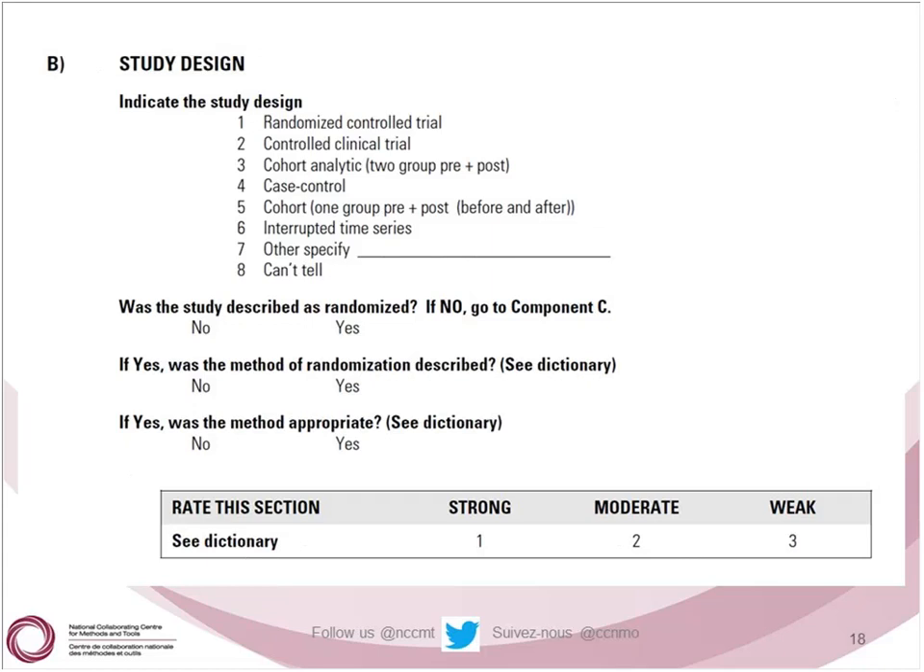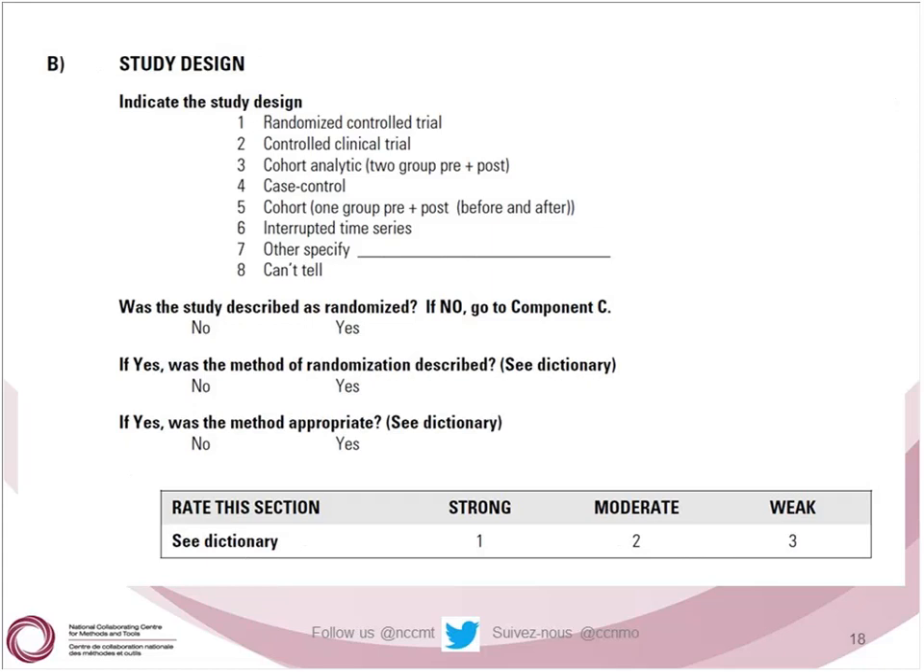Moving on to study design. So here we have a series of questions that we're asked to consider. The first one is indicating the study design. So you can see them listed out here. We have our randomized controlled trials, controlled clinical trials, a cohort analytic, a case control, cohort, which is a one group where we measure them before and after, interrupted time series, or there's another type of design.